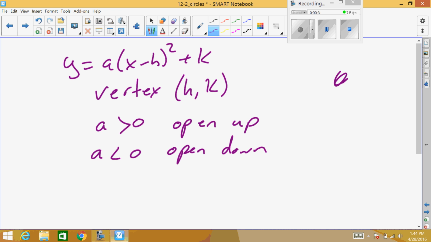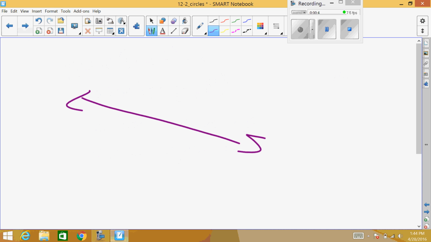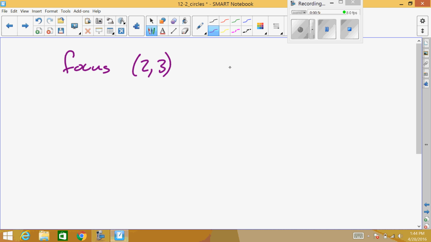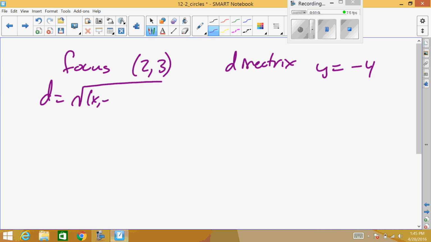First thing I want to do is revisit this idea that we've got a directrix and a focus, and our parabola is the collection of points equidistant from those two. So let's just say I had a focus of 2 comma 3 and a directrix of y equals negative 4. So the distance formula: the distance from our focus should be the same as the distance from our directrix.